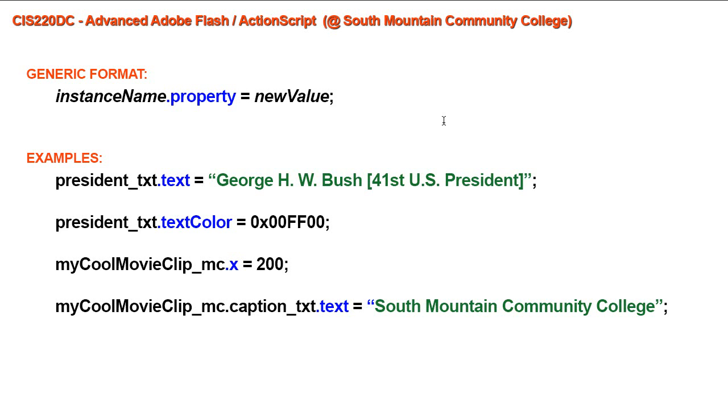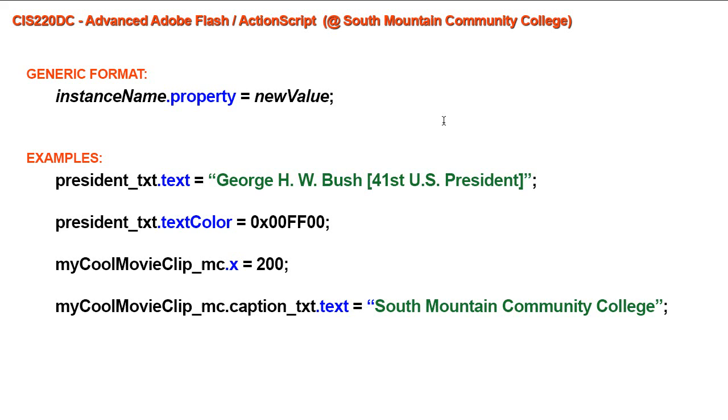and I want to change its text property. And so the new value I'm going to assign it is a literal string, in quotes, of George H.W. Bush, and I'm going to signify he was the 41st U.S. president. That same style is used in setting all kinds of properties. So I could change the text color if I wanted, and here I would be using a hexadecimal value of 0x00FF00. So the first two zeros in front of the FF are the red channel, the FF is the green, the 00 is the blue, and that's going to set the text to green.